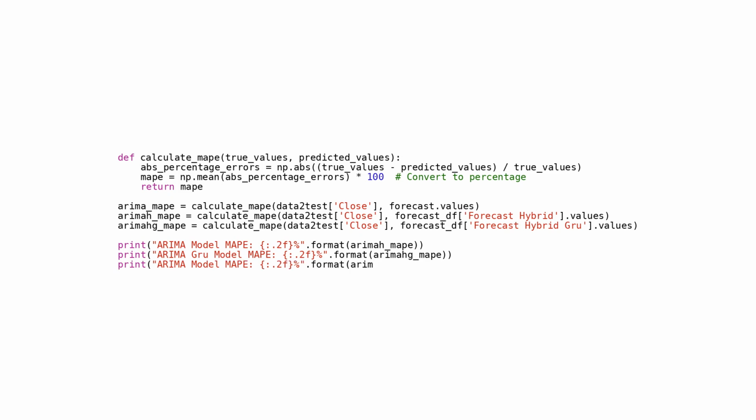The code then applies this function to three different sets of predictions and prints out the MAPE value in a formatted string. There is a typo in the print statement where the label ARIMA model MAPE is repeated, likely meant to show each distinct model's MAPE.